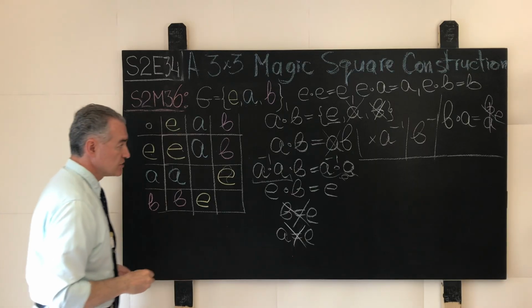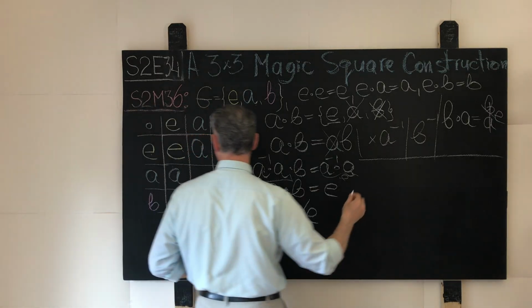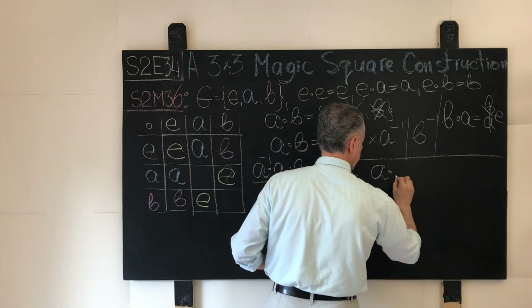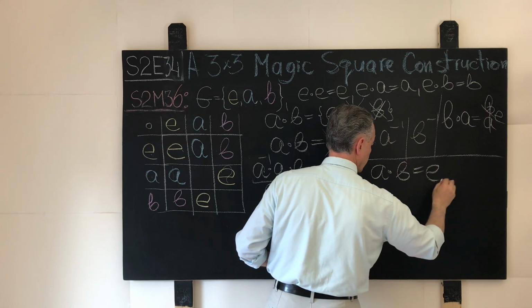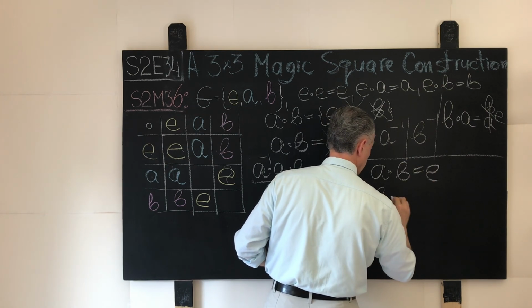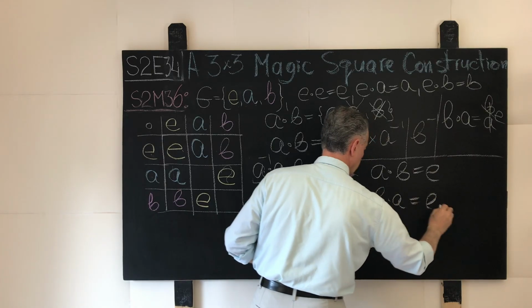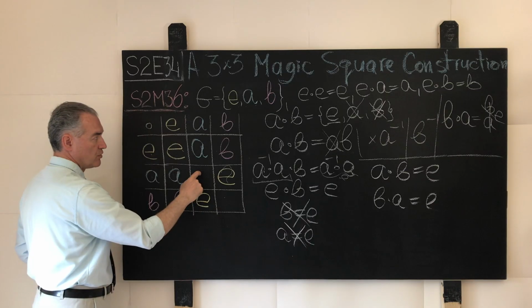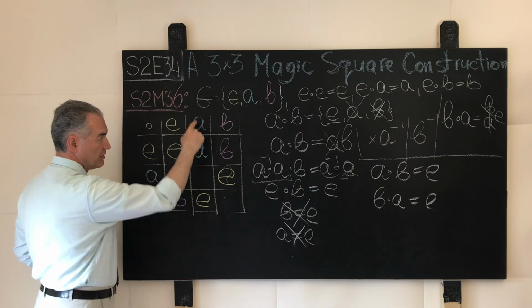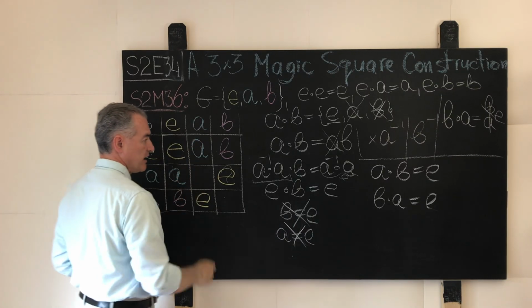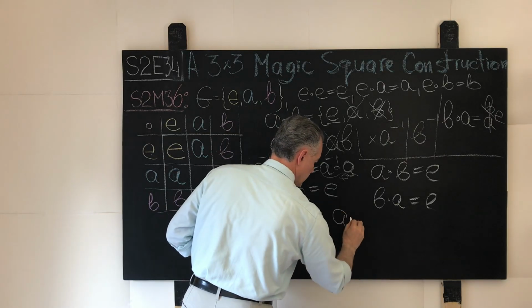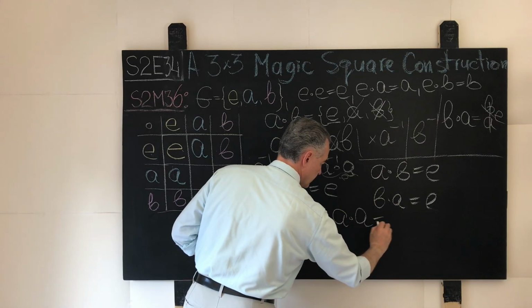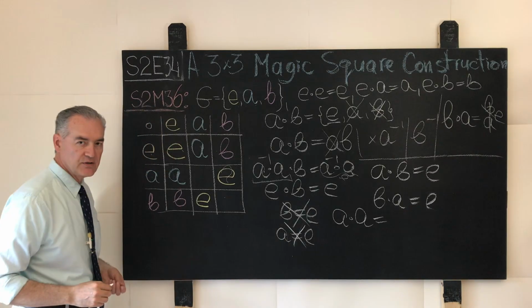Now that we established that, let's write it down. A times B is equal to E, and B times A is equal to E. Let's try to fill out these 2 cells. What are the possible results that will go into this cell where A times A is the product? What can this product be equal to?